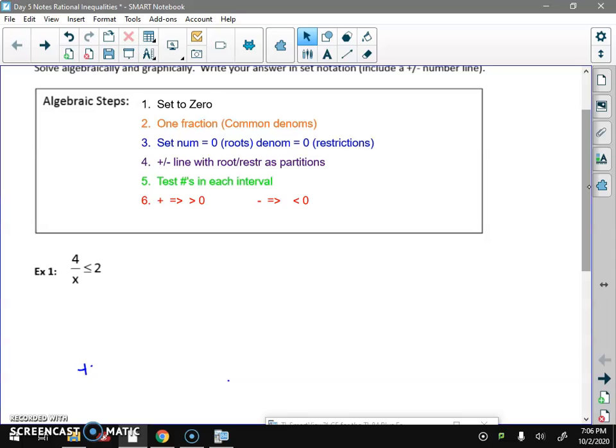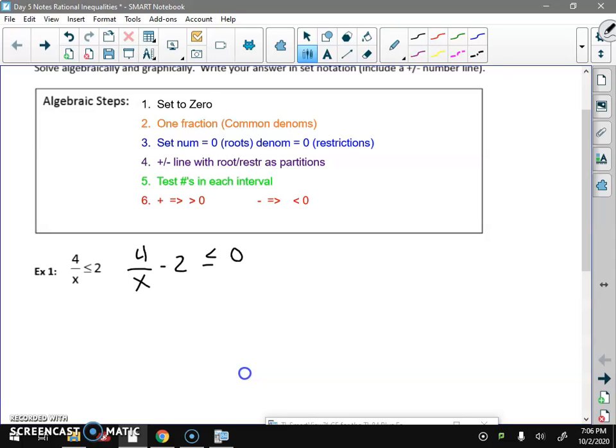We're going to follow these along, apply to this very first question. Set to 0. I can do that. Let's do it in black. 4 over x minus 2 is less than or equal to 0. Set to 0. Get one fraction common denominator. That's got an x on the bottom. That one needs it. 4 minus 2x all over x is less than or equal to 0.